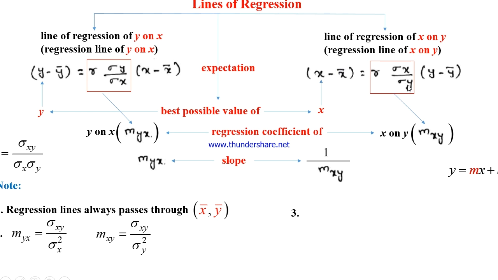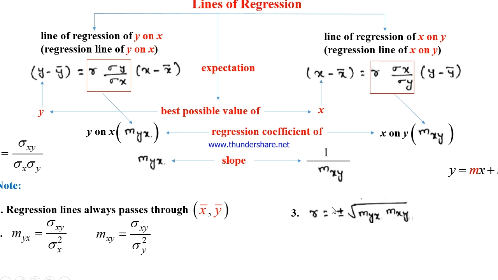Sigma y by sigma y cancels, sigma x divided by sigma x cancels. We get r square is equal to what? Myx into mxy, which means r is equal to what? Plus or minus square root of myx into mxy, which means by using the given regression lines, you can find the correlation coefficient directly by finding the regression coefficients myx and mxy.